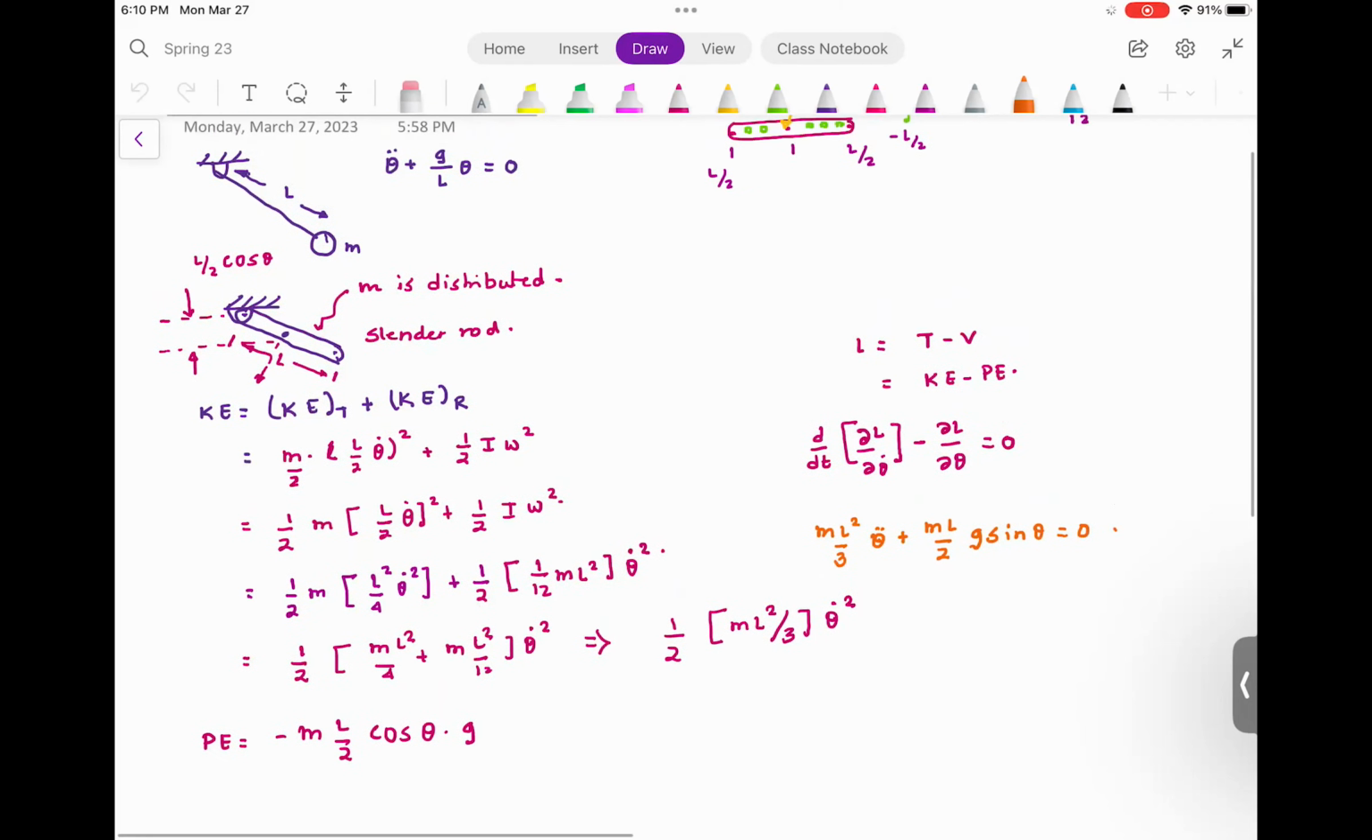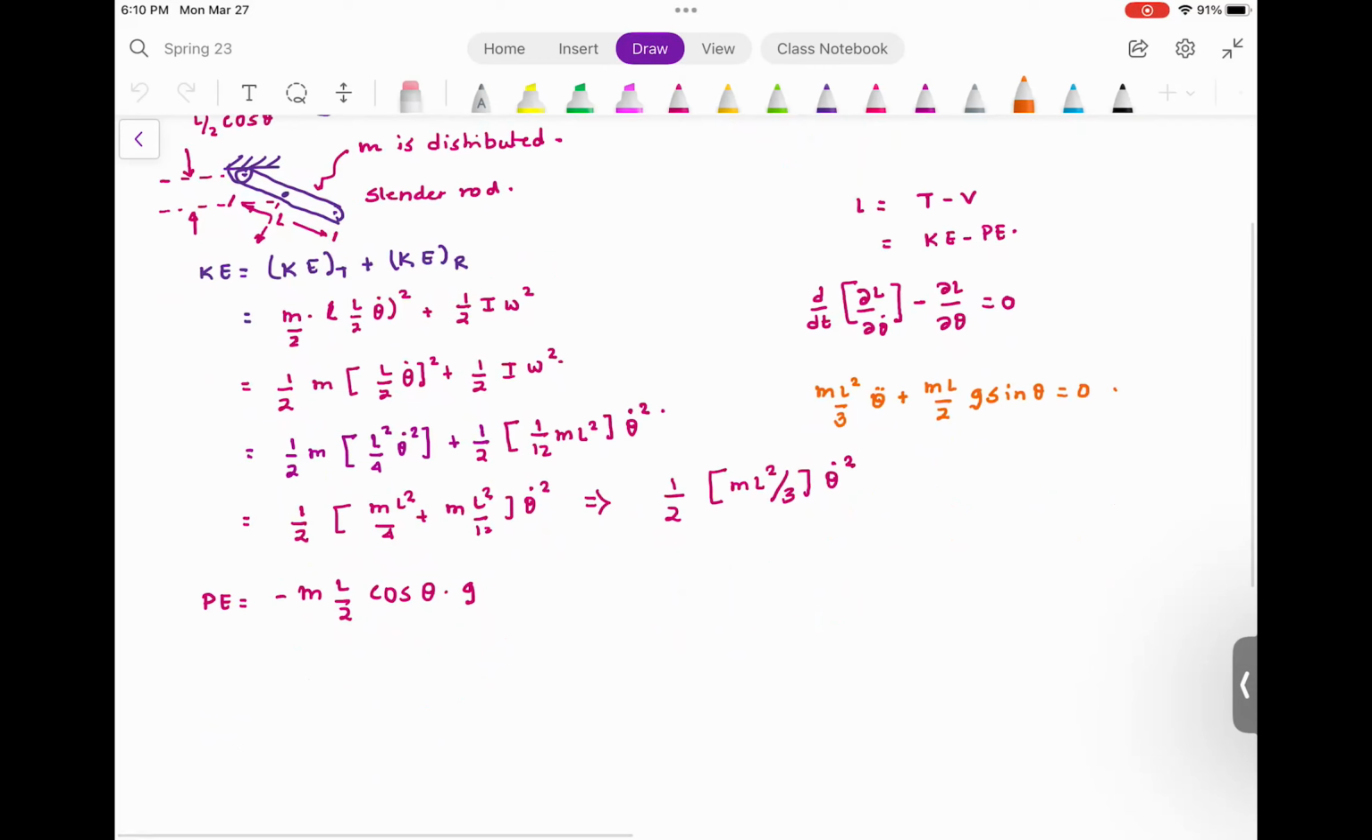Now, please understand what happens is we are looking at the case when the mass is distributed. Imagine this is the link, and this link has this length L, and this is the height of the link, and then this is the width of the link.